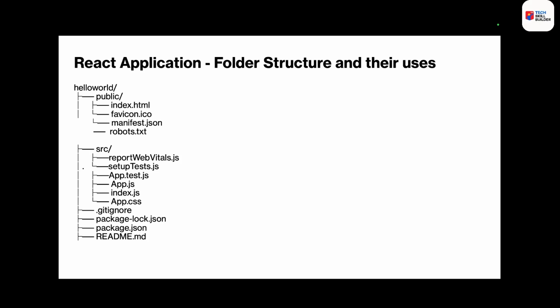So whenever we are creating any project, for example, in our case, hello world, we'll see the initial structure of the folders and their uses. So for example, hello world is the project name. In that, a public folder will be there, a src folder will be there, a .gitignore file will be there, package-lock.json file, package.json, readme.md. So we will see this file structure in VS Code also.